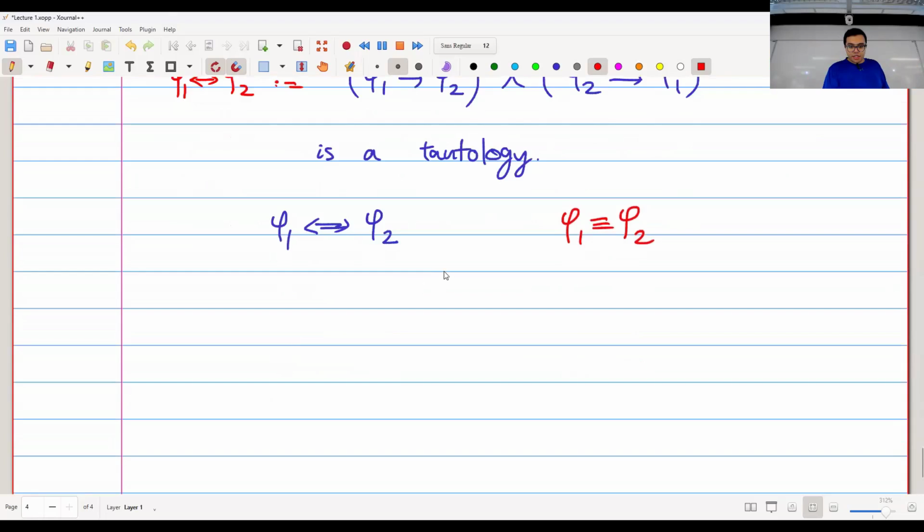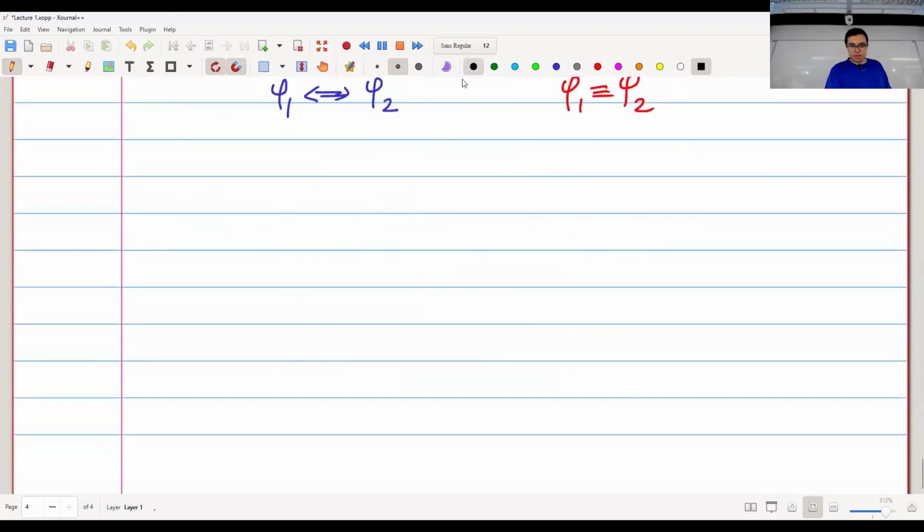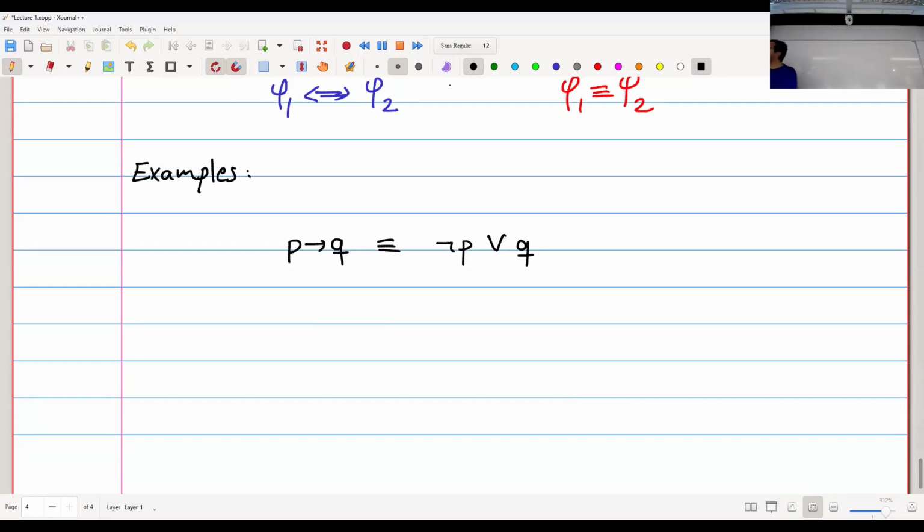So let's see some examples of logical equivalence. So these are the examples. This is the first example. P then Q is equivalent to not P or Q. Can you prove this?